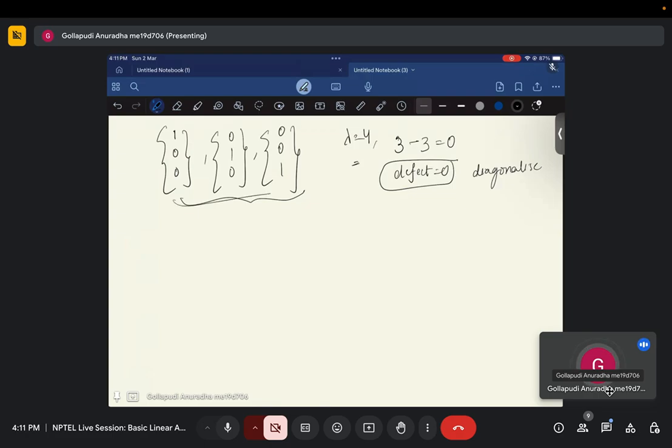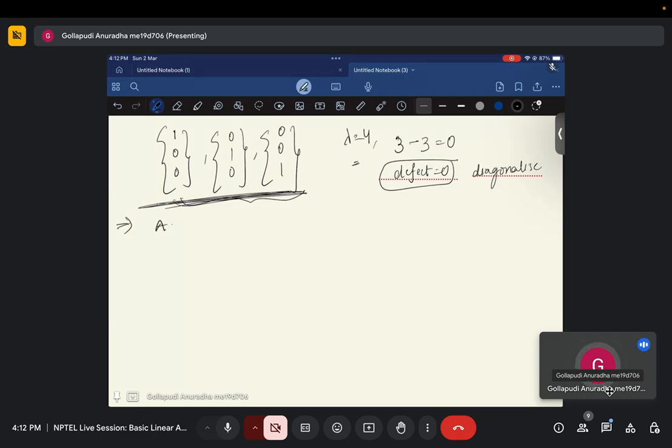Are these vectors independent? So these 3 vectors are independent, right? Yes. Yeah. Actually, they form a basis, the standard basis. Okay, let's take one more example.